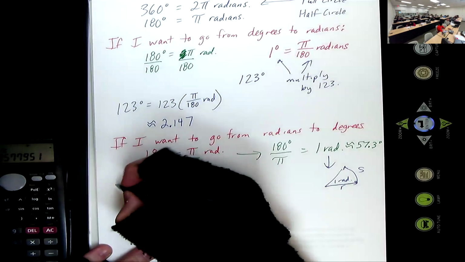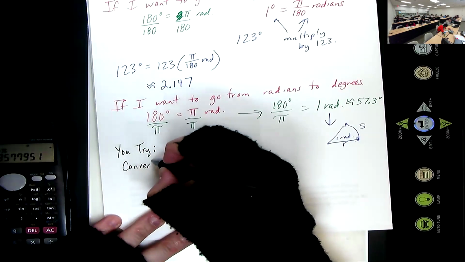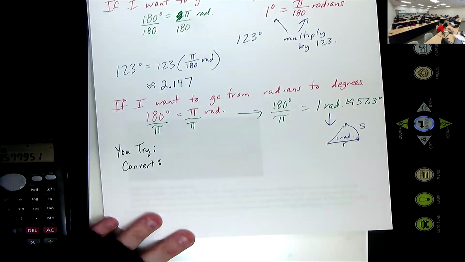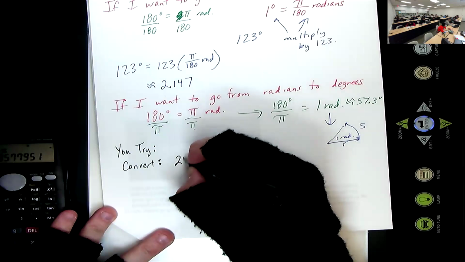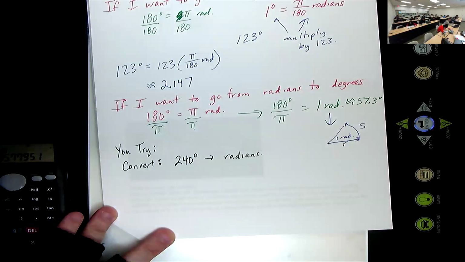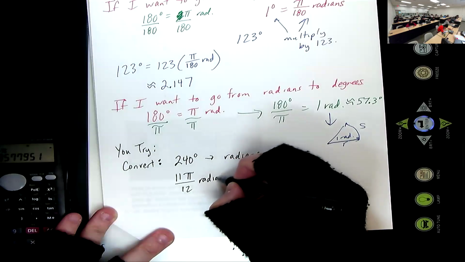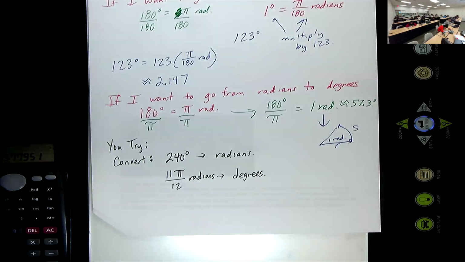Well, let's give you guys a you try. Convert, let's say, 240 degrees to radians. And try converting 11 pi over 12 radians to degrees. Do it together in like a minute or so.